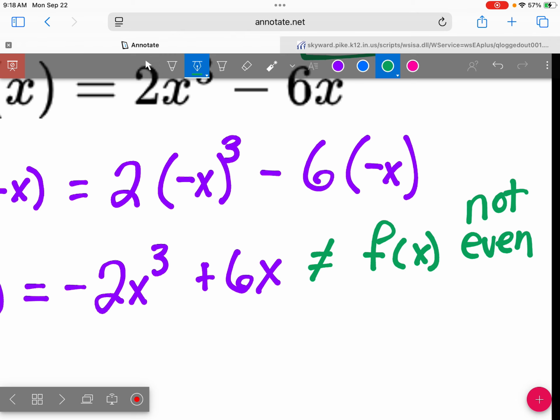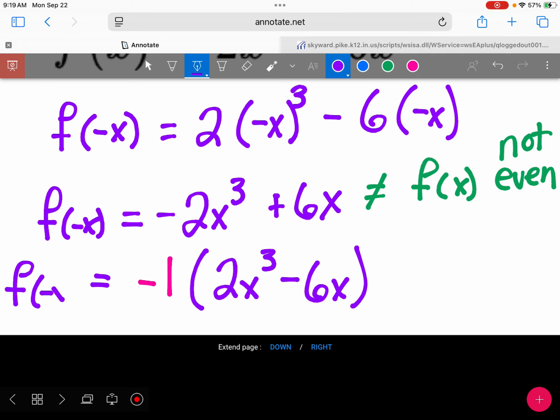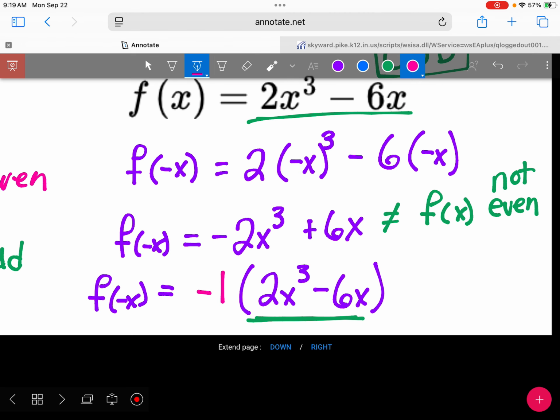To see if it is odd, we're going to factor a minus 1 out. If I take minus 1 out, what are we left with? 2x cubed minus 6x. Is this piece exactly what we started with? Yes. So this does equal negative 1 times our f of x. Because this is negative 1, this is f of x. That means this one is, in fact, odd. Okay? So it does several of our symmetry tests all at the same time.